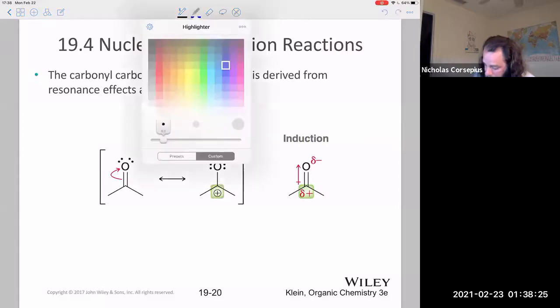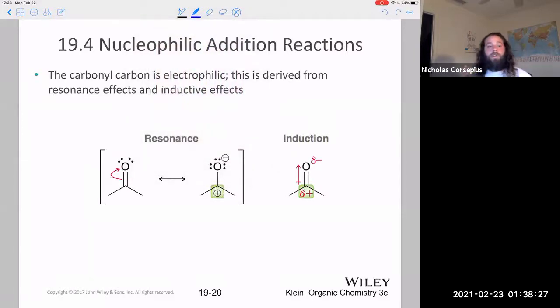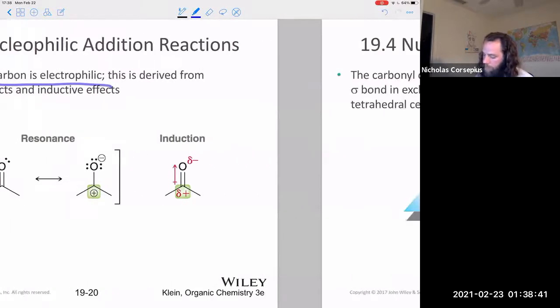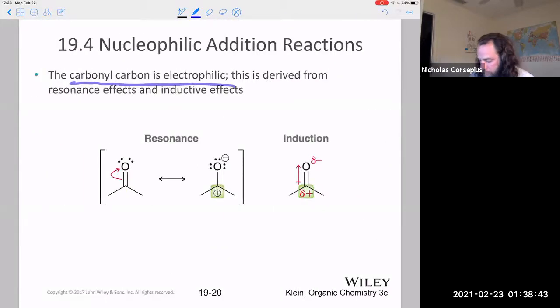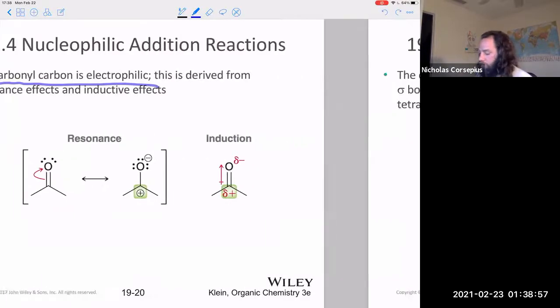Hopefully you said electrophile, and that is the basis of all of these ketone and aldehyde reactions: the carbonyl carbon is electrophilic. You're going to hear me say electrophilic carbonyl carbon probably about 1 billion times. This can also be illustrated just based on the electronegativity of the two atoms and the partial positive charge you get from that polar bond. Both of these illustrate the same thing, which is that the carbonyl carbon is electrophilic, relatively electron poor.